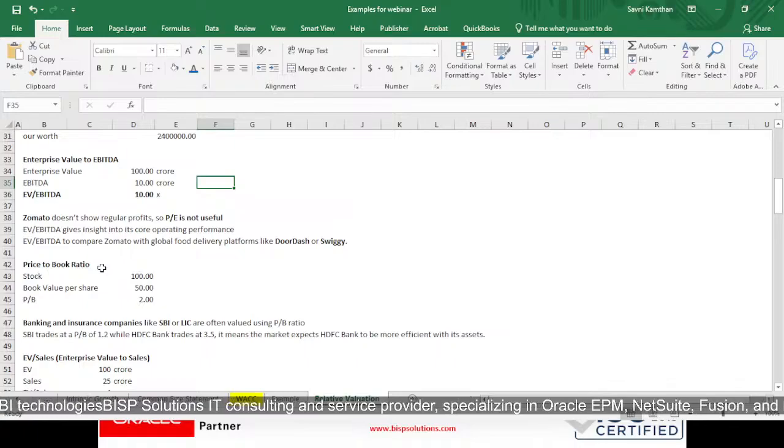So for an example, Zomato doesn't show regular profits, so PE is not useful in that case, right? But EV upon EBITDA gives insight into its core operating performance. Analysts use EV upon EBITDA to compare Zomato with global food delivery platforms like DoorDash or Swiggy. So EV upon EBITDA helps compare companies regardless of their capital structure, which is debt upon equity. It's often used in M&A deals where total value matters, right?